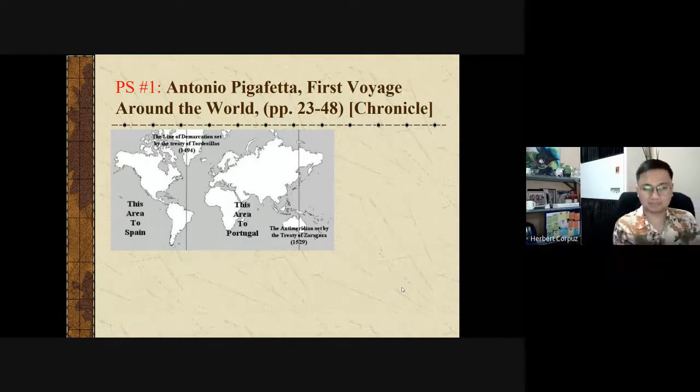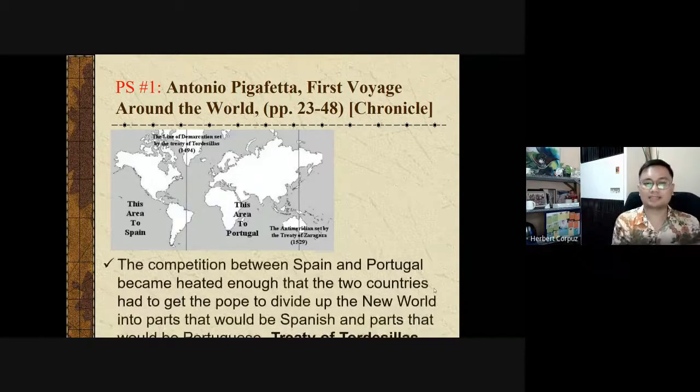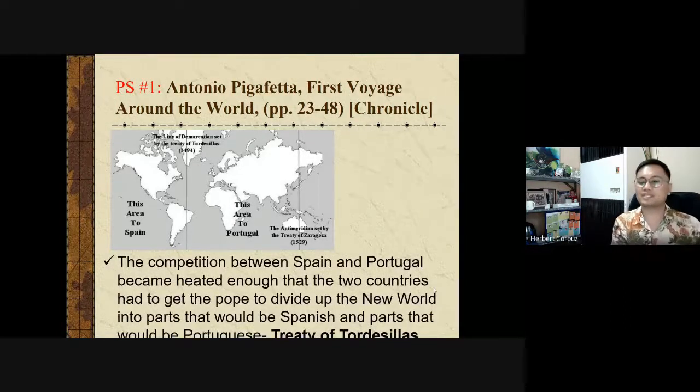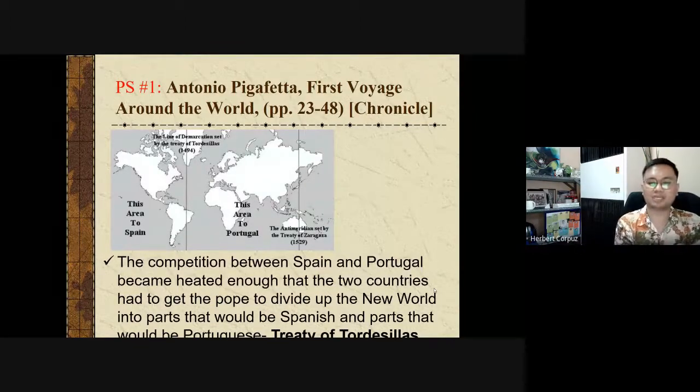the Treaty of Tordesillas has been signed by the two countries. The competition between Spain and Portugal became heated enough that the two countries had to get the Pope to divide up the New World into parts that would be Spanish and parts that would be Portuguese. And this is what we call an agreement or a pact between the two. And this pact or agreement is called as the Treaty of Tordesillas.